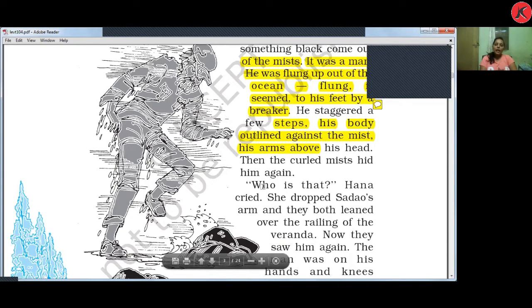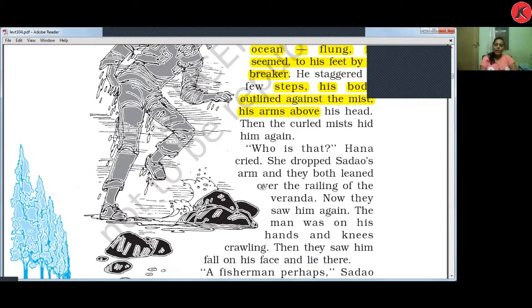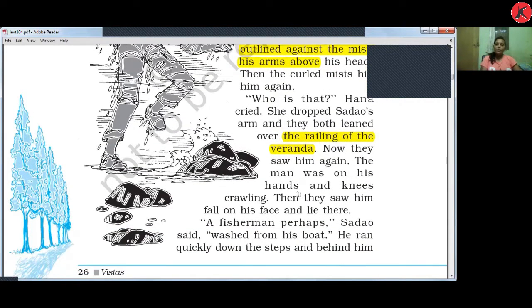Then Hannah cried, "Who is that?" Cried means he was shouting with anxiousness, who is that? She dropped Sadav's arm, and both leaned over the railing of the veranda. Leaned over means leaning forward to know exactly what this outline is. Now they saw him again, that this is the man.